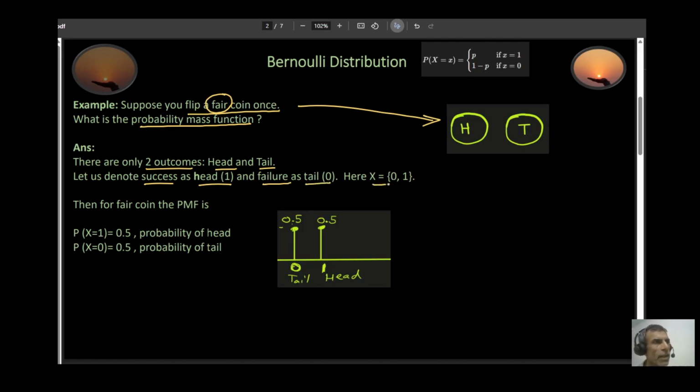So here my random variable x can only take two values, 0 and 1. 0 would mean tail, 1 would mean head. So for this fair coin, my PMF is going to be P of x equal to 1, which is the probability that you get a head, is equal to 0.5, and likewise the probability that you get a tail is equal to 0.5. This is my PMF right here, and I can represent this pictorially like this. The probability of my tail is equal to 0.5, so this height right here is 0.5, and this height right here is also 0.5. This is the probability of head.